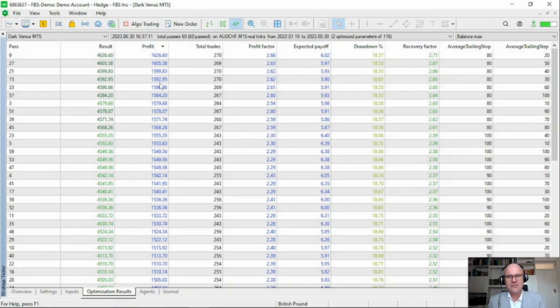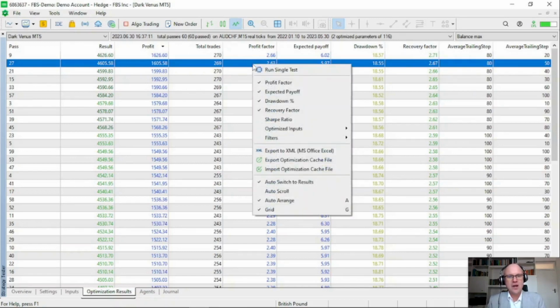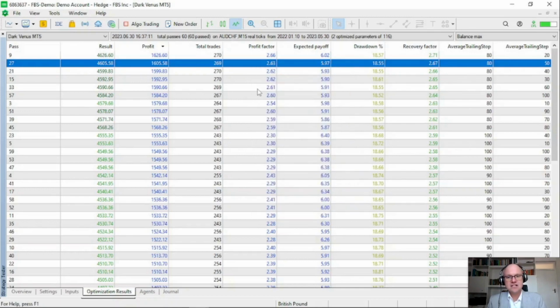The set file that I will be using is one that has a slightly higher profit, a further 500, and still has a very manageable drawdown percentage of 18.55, remember, on a $3,000 account. It also increased our profit factor to 2.63.